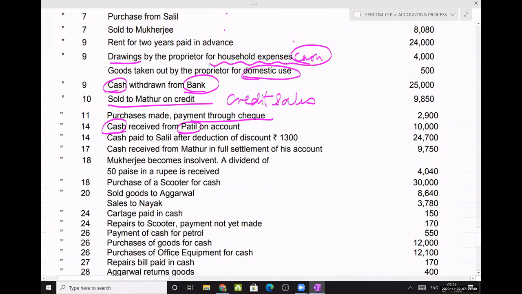Next, cash paid to Salim. Cash and Salim are two important things here. In a transaction, there are two important things that you have to identify. See which type of account each is. Once you know which type of account it is, then apply the golden rule of accounts. You will automatically get the entry.